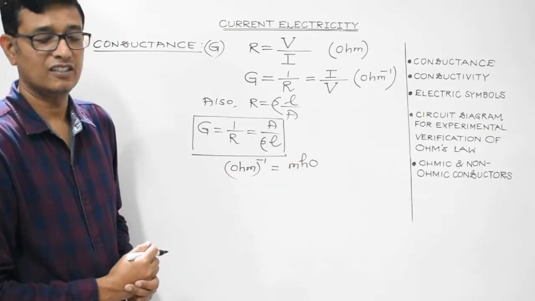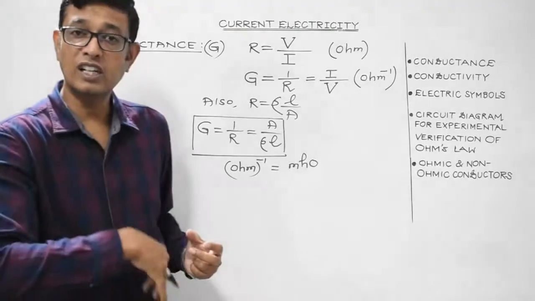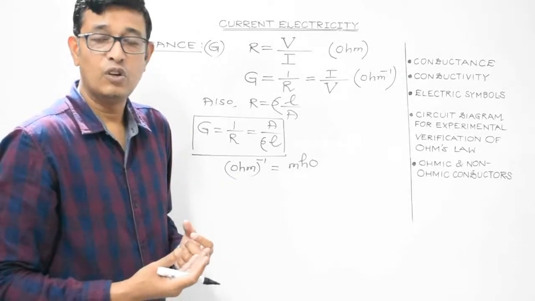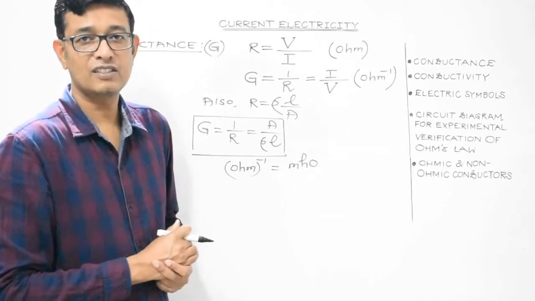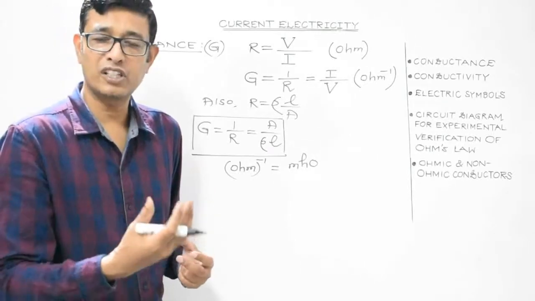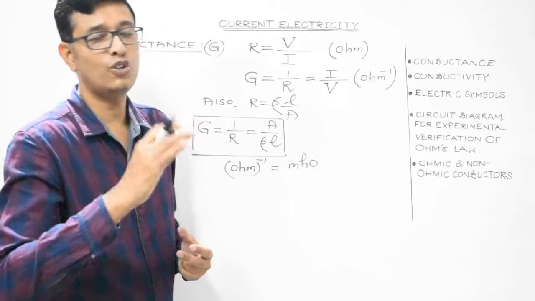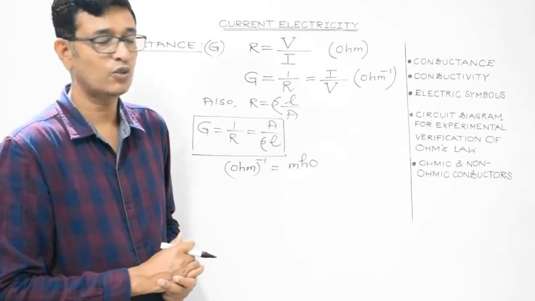So that's conductance. Now look, good conductors will have a large value of conductance, but poor conductors, which are insulators, will have a small value of conductance. Right students?